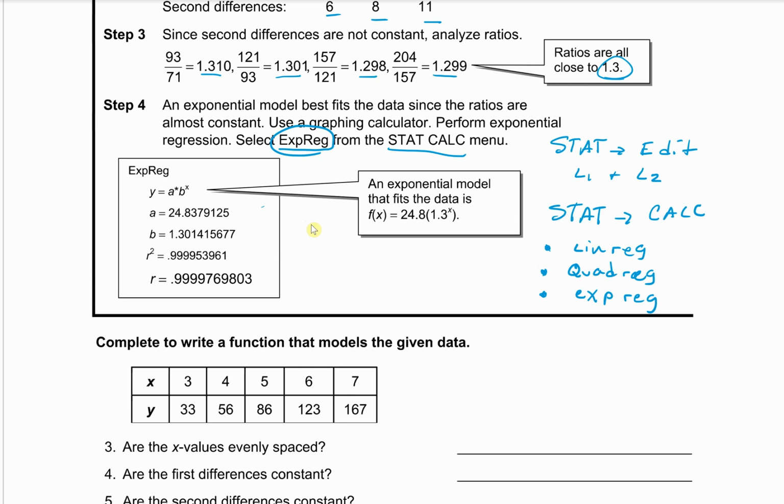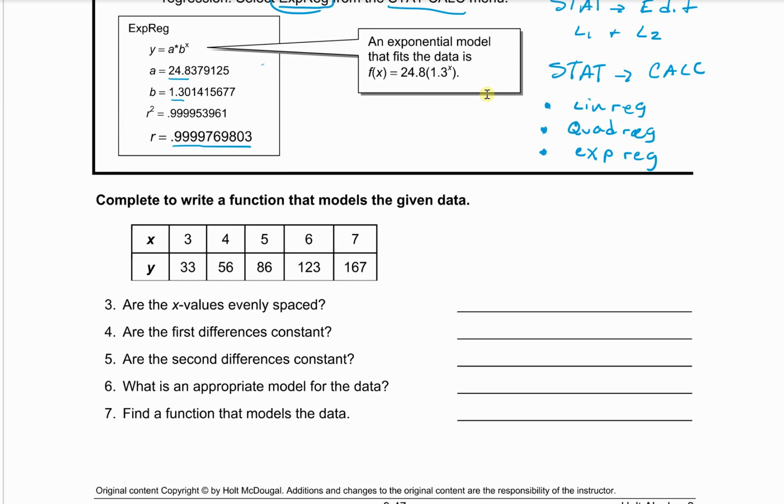But anyway, this one is, as we said, the ratios were all right around 1.3, so it's exponential. And so here we go. We got A is 24.8. That's your constant. And then your power is 1.3, pretty much. And the R value, that's pretty darn close to 1. The closer you are to 1, the more exponential it is. And it doesn't get much closer. I mean, it could be equal to 1, but it's pretty darn close. And we saw that because all of these ratios were pretty darn close. They were within, like, 1/100th of each other, so that's pretty darn good.